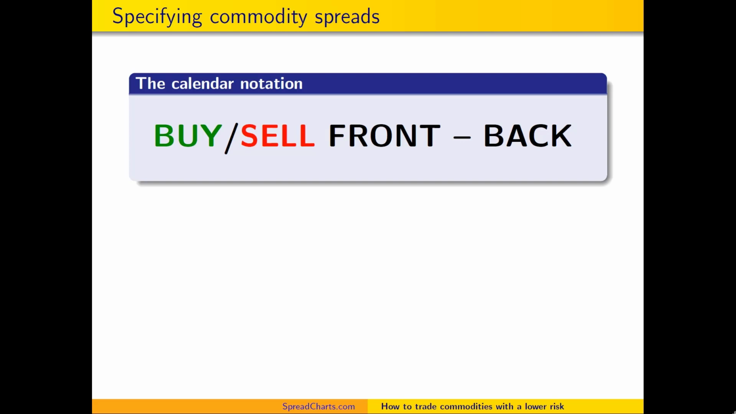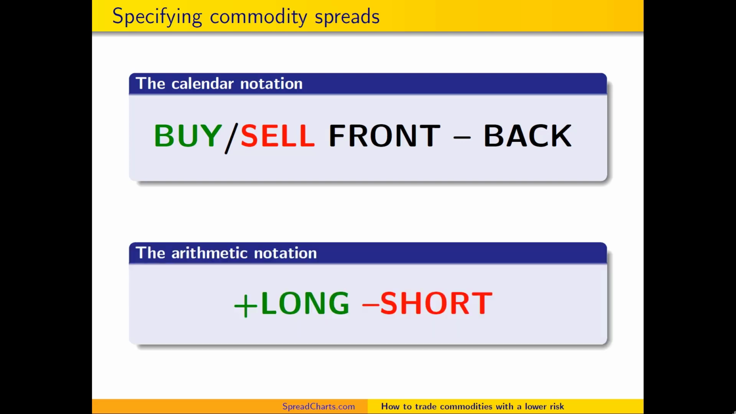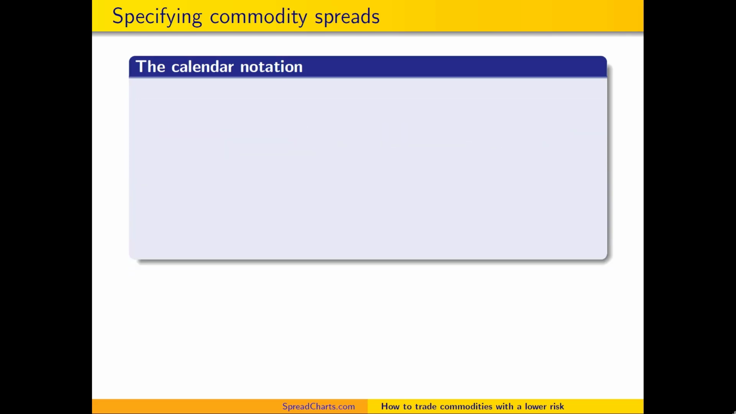And now, I will show you the second way to specify spreads, which we call an arithmetic notation. We just write down the tickers of all contracts in whatever order and mark the contract we buy with a plus sign and the contract we sell with a minus sign. That's all. Here is the summary of what I just said.